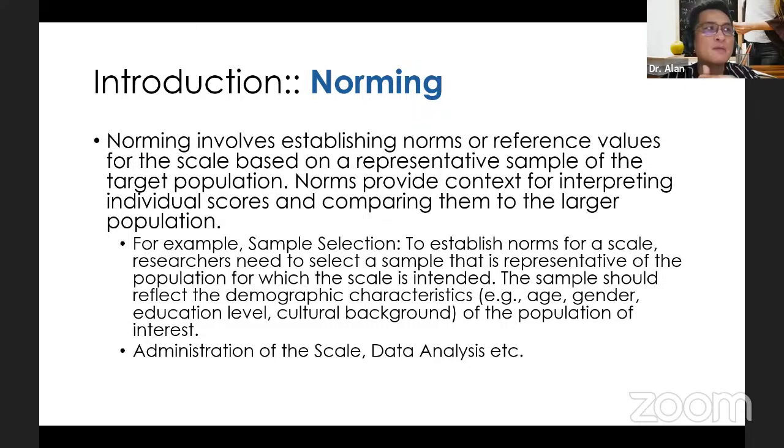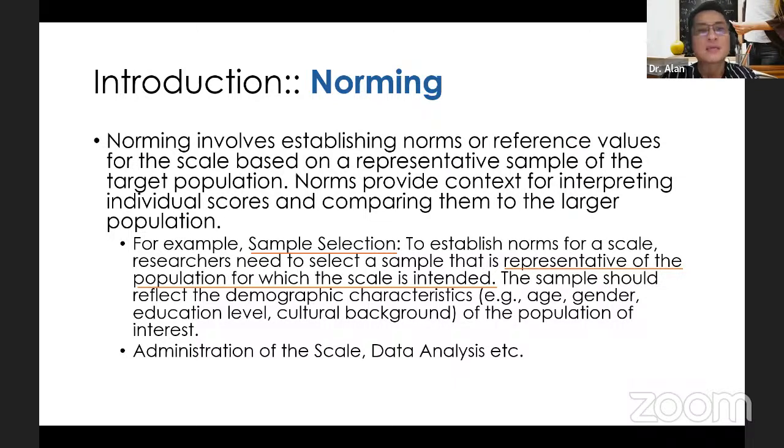When I talk about norming, sometimes people may be confused. So to make it easy to understand, I take one example here, sample selection. To establish the norms for a scale, we have to make sure that the sample selected is able to represent the whole population for which the scale is intended, and the sample reflects the demographic characteristics of the population of interest.